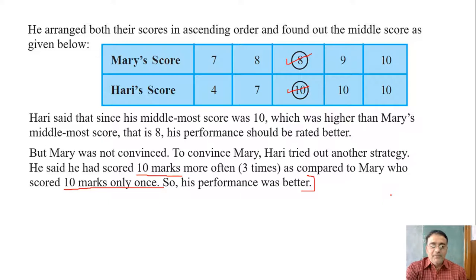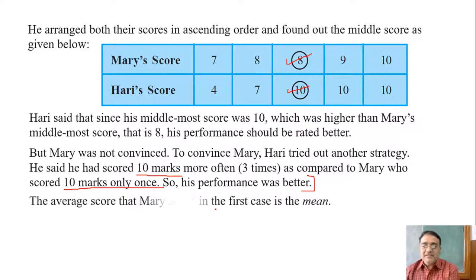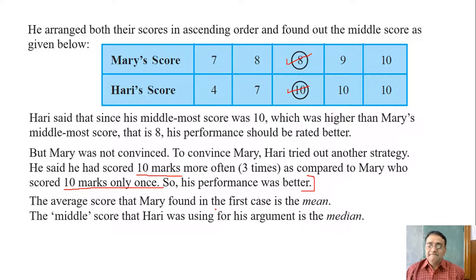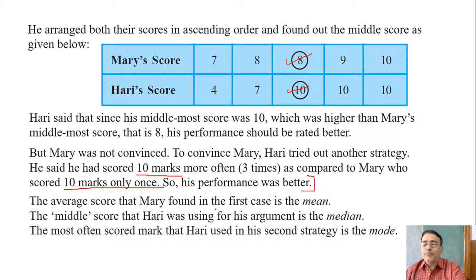Percentage based on average marks only. Okay, clear? Yes, sir. Right. So this average marks is nothing but the mean, the middle number is the median, and the number which has occurred most frequently, the maximum number of times, is the mode.